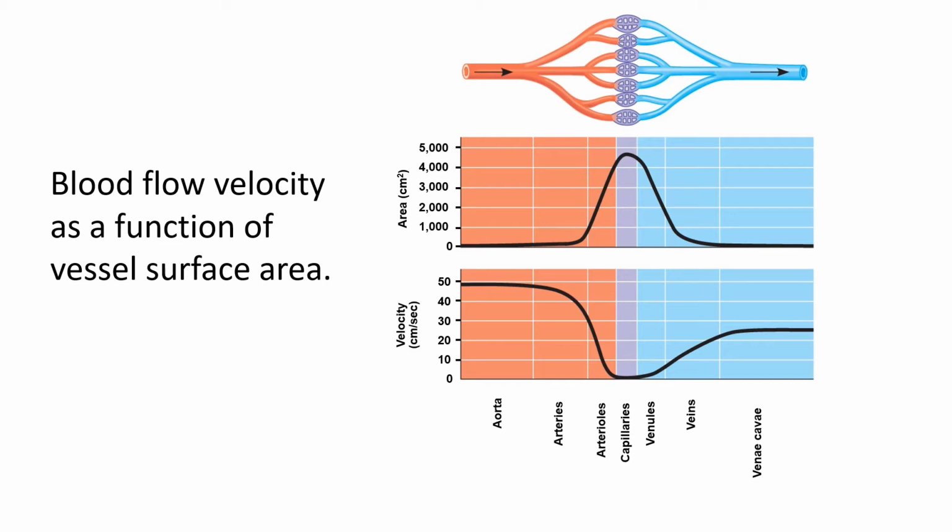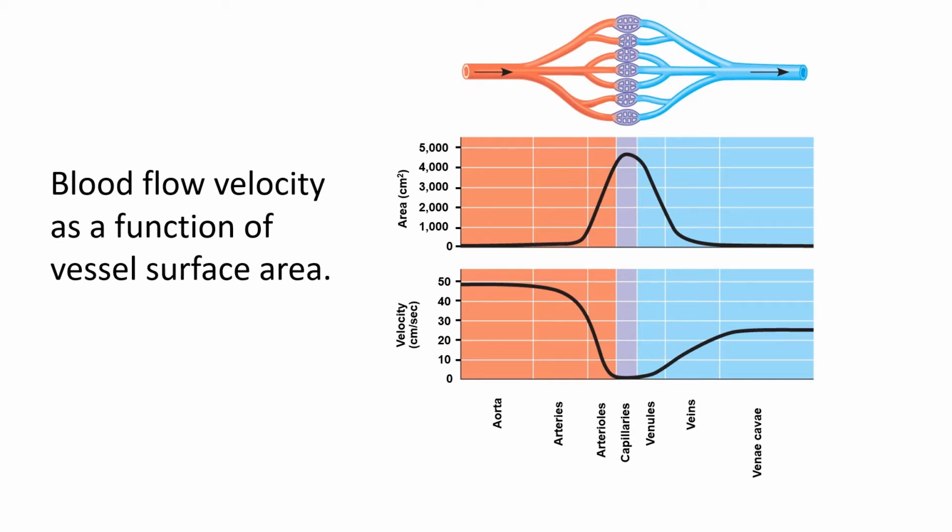On the bottom graph, you're seeing that the velocity is going to drop dramatically as blood is forced into these smaller vessels. Because there's more surface area, there's more resistance, that's going to decrease the velocity down to almost nothing by the time we get to capillaries. The pressure of the blood is also going to drop.